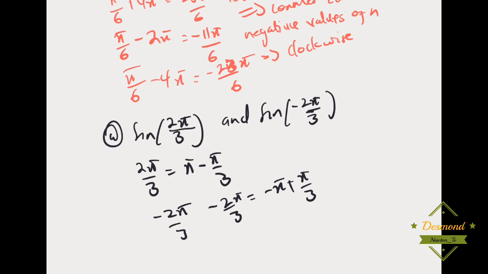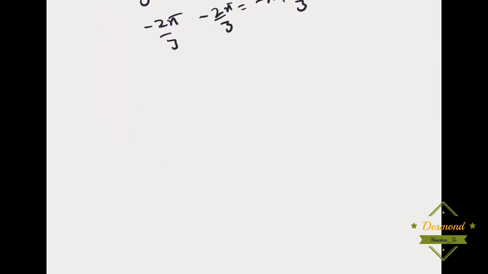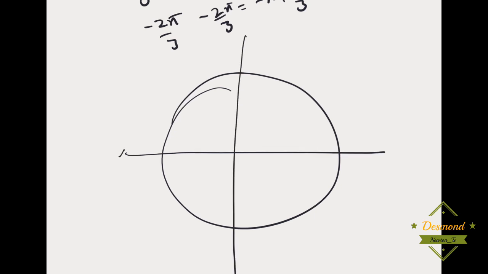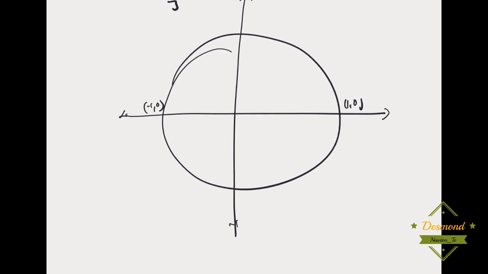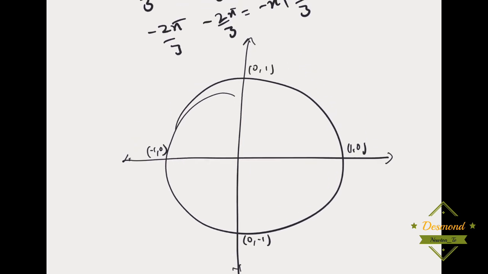So when we do that, let's look at something right here. Let's draw a freehand unit circle. We have the x-axis and the y-axis. So we have the coordinates of (-1, 0), (1, 0), then (0, -1), then (0, 1), right?